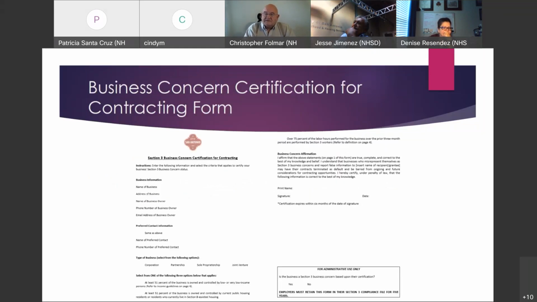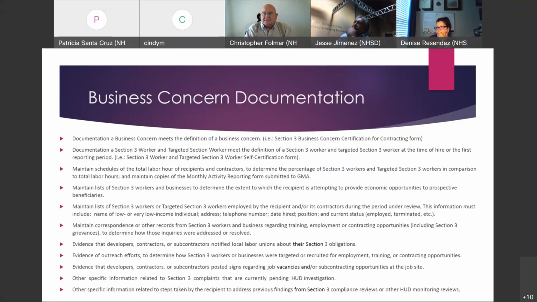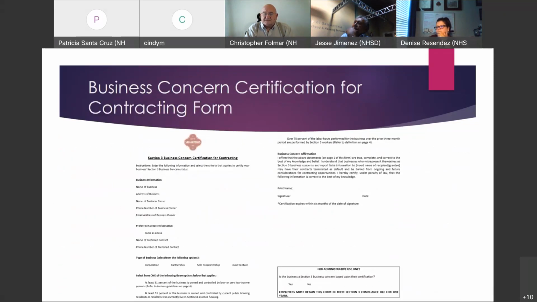This is the document you'll complete to become a certified Section 3 business. It'll be provided to you as a fillable PDF. It's pretty straightforward: names and addresses and business types, and then a place to mark which of the three basic requirements that you meet in order to become Section 3 business certified.